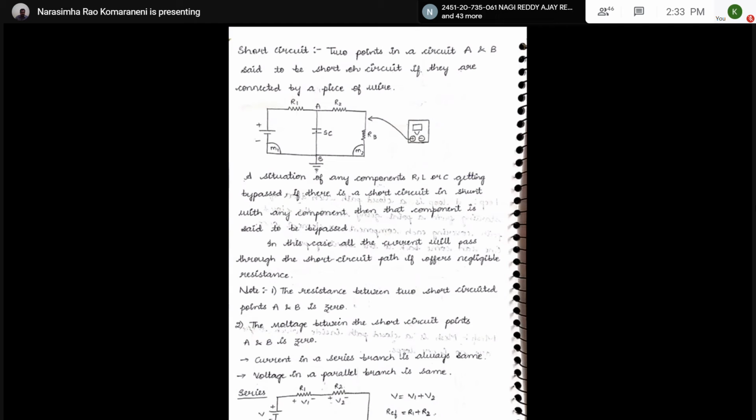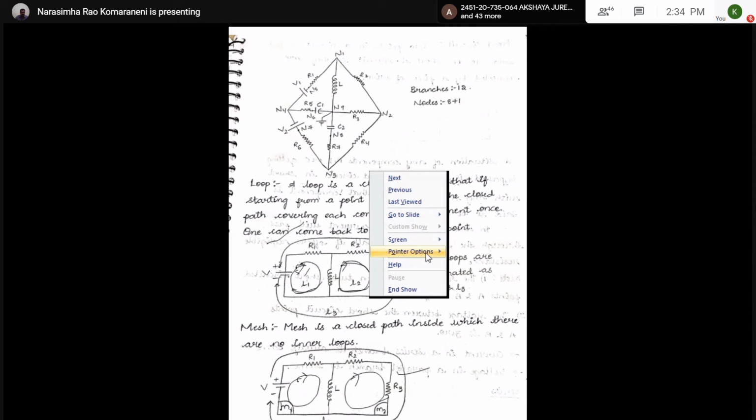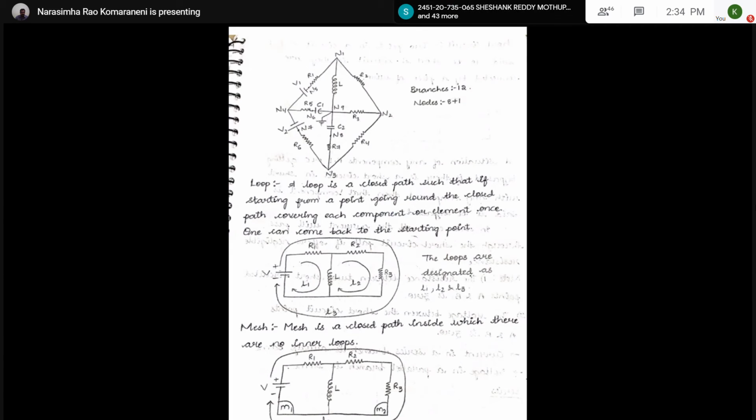Sir, what is the difference between loop and mesh, sir? Loop means, if you see the circuit diagram, look here. For example, if you start at this point, the current direction is touching this component, and this component will again come back here. It is a closed path covering the components inside. This is called a loop, right? Here also this closed path is called a loop.